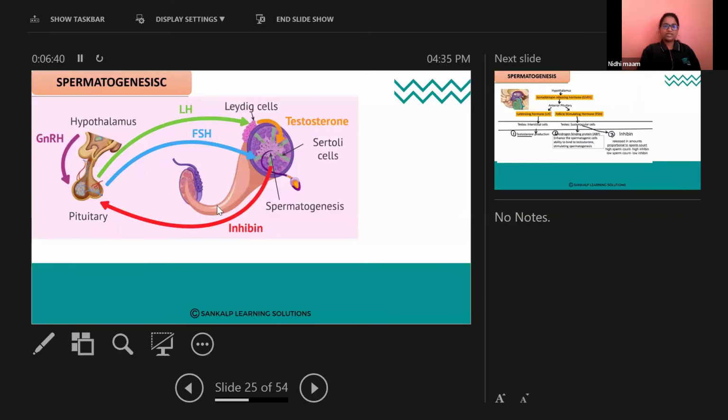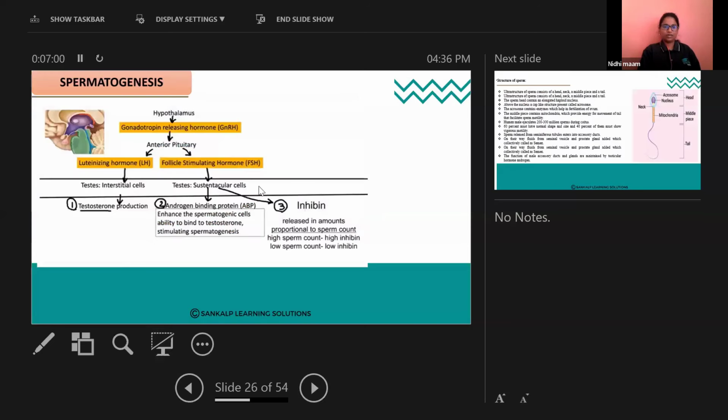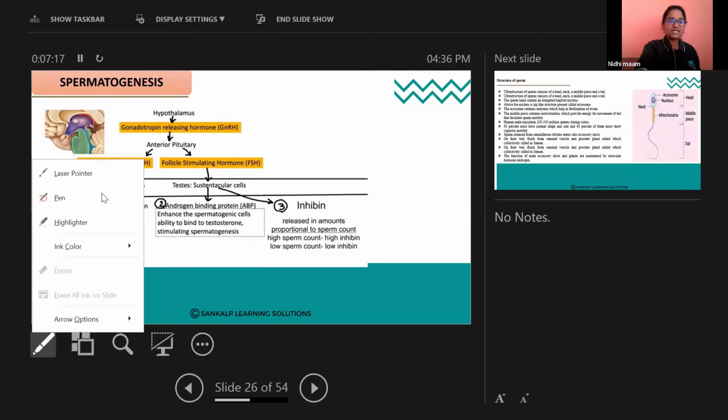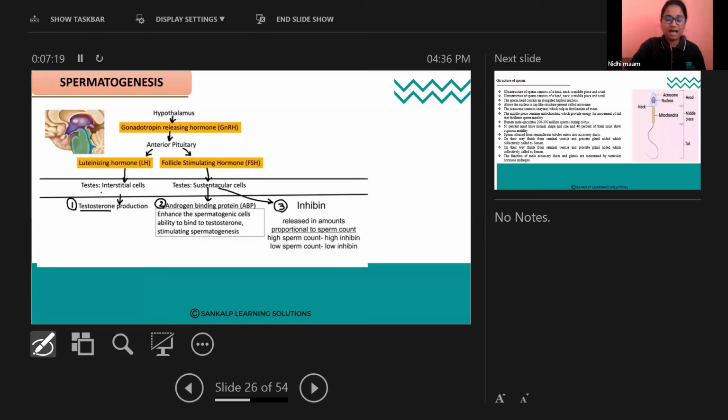So spermatogenesis is a hormonally controlled process. You can see the hypothalamus, pituitary, the region of hypothalamus, and the gonadotrophin hormones, LH, the luteinizing hormone, and FSH, follicle stimulating hormone. So let us see how this process occurs. From the hypothalamus, the part of the brain, gonadotrophin releasing hormone will be released. The hypothalamus releases the hormone called GnRH. So what will this GnRH hormone do?